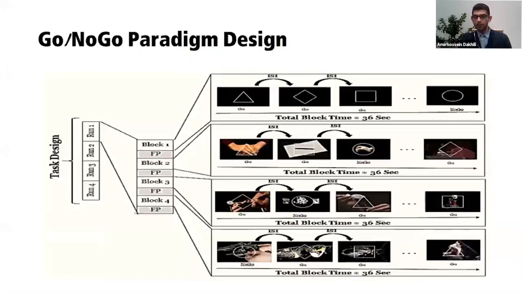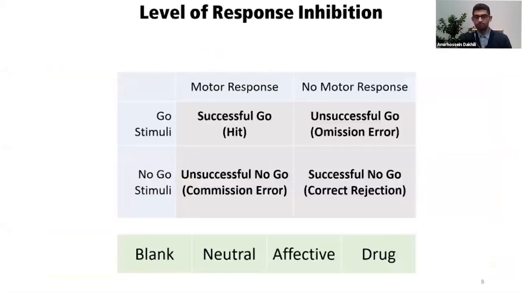The go-no-go task used in this study consisted of 4 rounds, as you can see here, and 4 blocks in each round, and each block contained 24 trials of the same condition. The order of the blocks was pseudo-randomized in each run, and the duration of presenting each trial was about 1 second, followed by a half-second jittered inter-stimulus interval, and total block time was about 36 seconds.